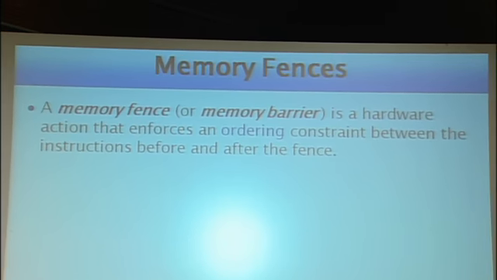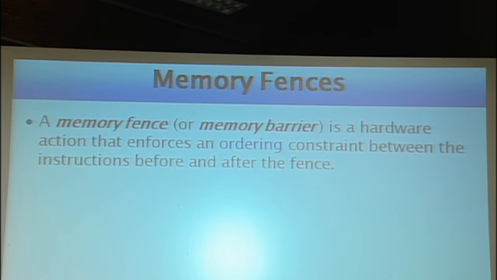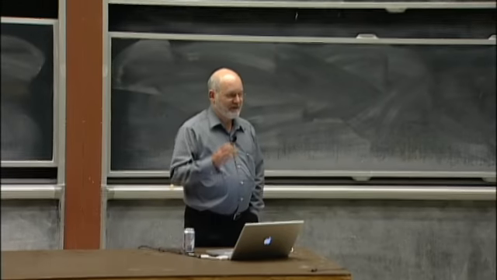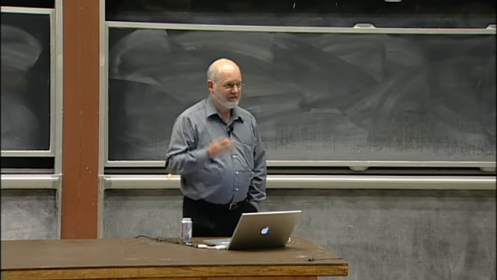Okay? So one way out of this quandary is to use what's called a memory fence or memory barrier. It's a hardware action that enforces an ordering constraint between the instructions before and after the fence. So a memory fence says, don't allow the processor to reorder these things. Okay? So why would you not want to do a memory fence? Okay, then we'll talk about why you do it. Yeah. Why would you?